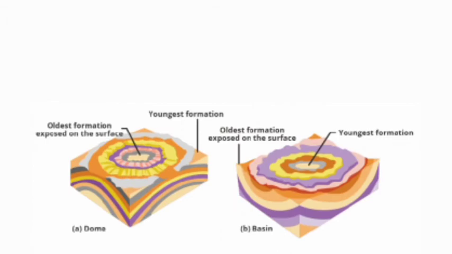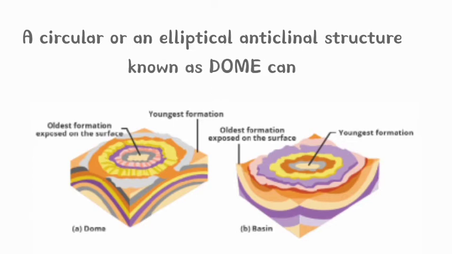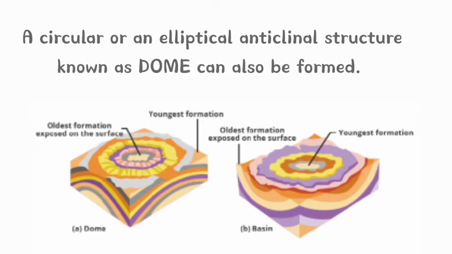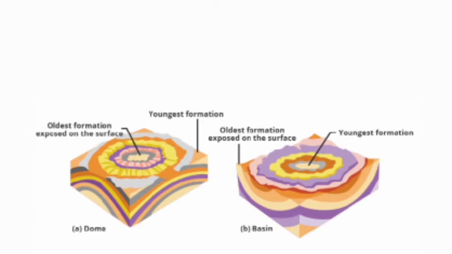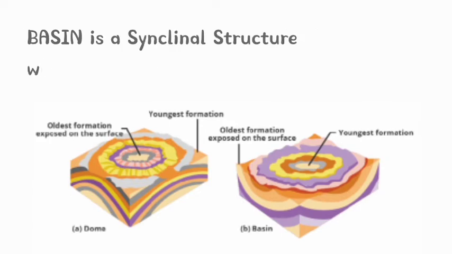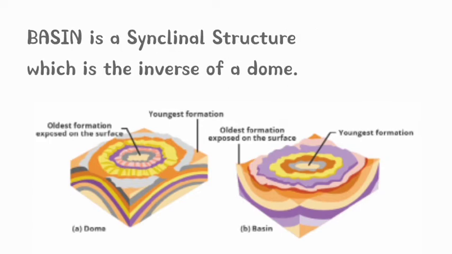Folding of rocks could also result in other land formations. A circular or an elliptical anticlinal structure known as a dome can also be formed. It usually looks like an inverted bowl. A basin is a synclinal structure which is the inverse of a dome.